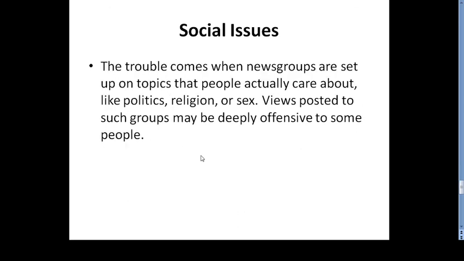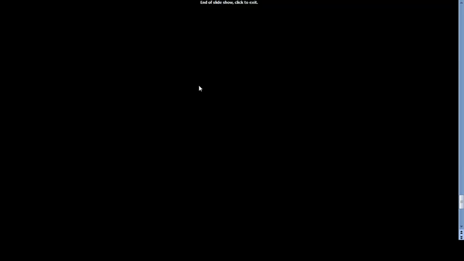Most of the trouble comes when the news groups are not set on topics the people actually care about, like politics, religion or sex. Posts to such groups may be deeply offensive to some people. So these are some of the applications related to network applications, like business application, home application, mobile user and social issues. So network applications will be used in this.